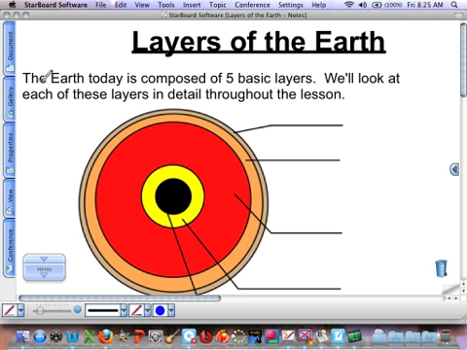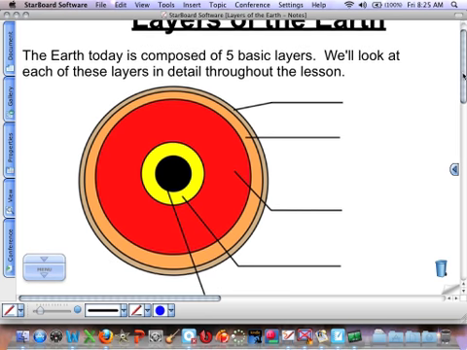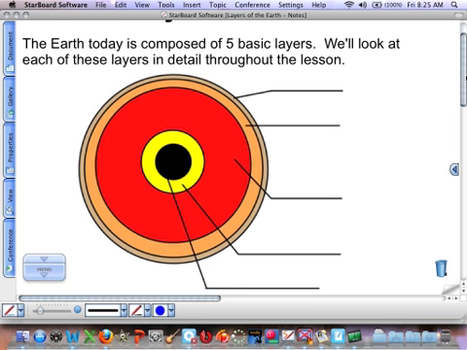All right, so layers of the Earth. Let's start with this really weird looking shape, which I have somewhat modeled to scale. It's not necessarily perfect, but we have 5 layers that we're going to look at for Earth. And the big black dot is our core. Yes, it's the core. But there's actually 2 parts to the core.